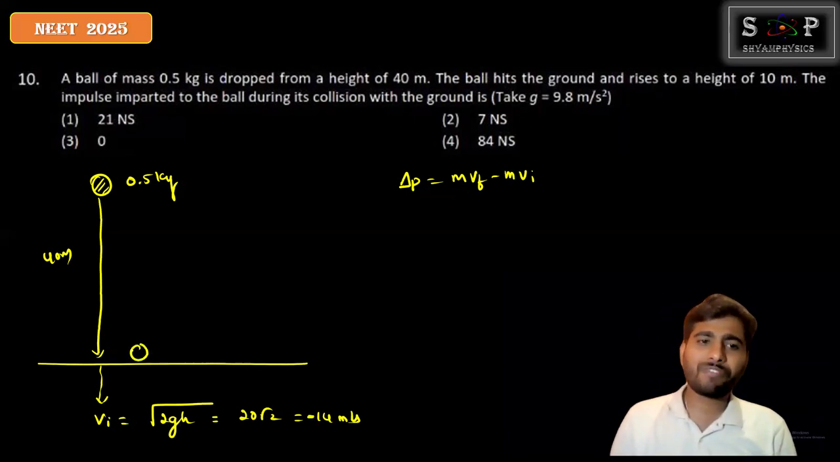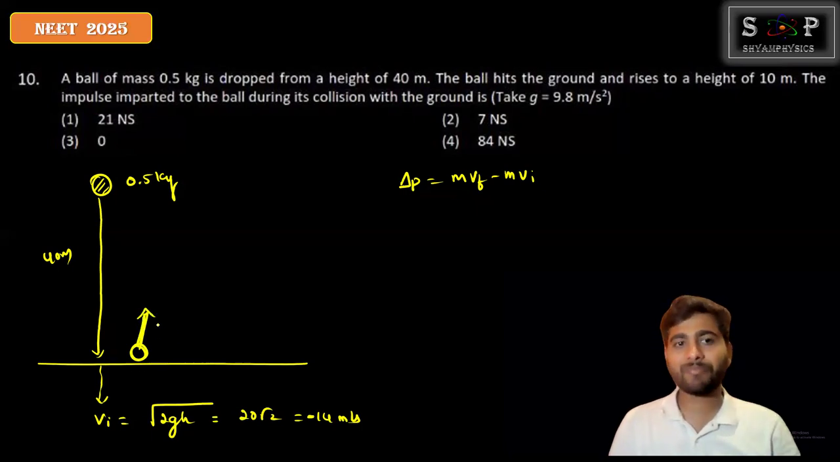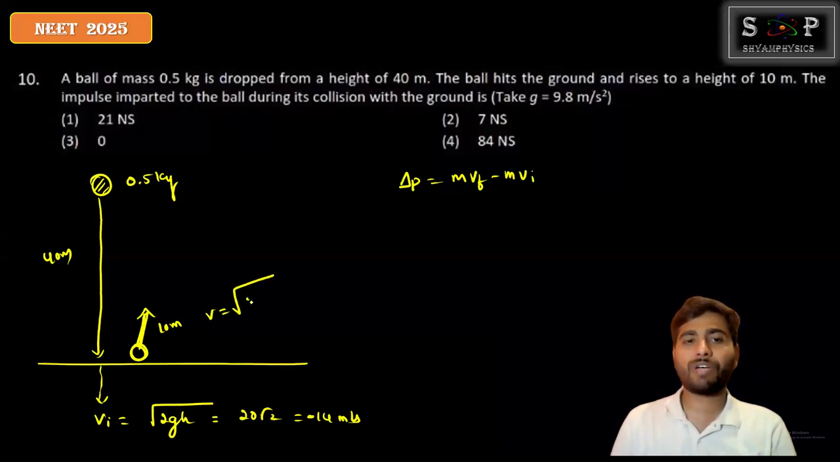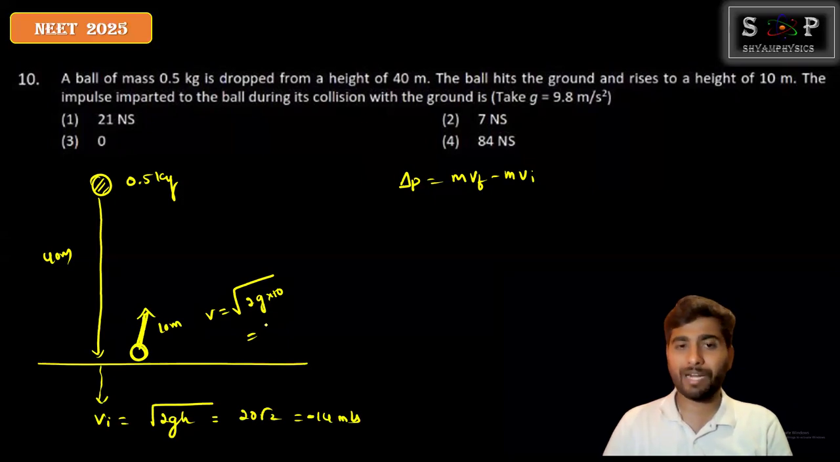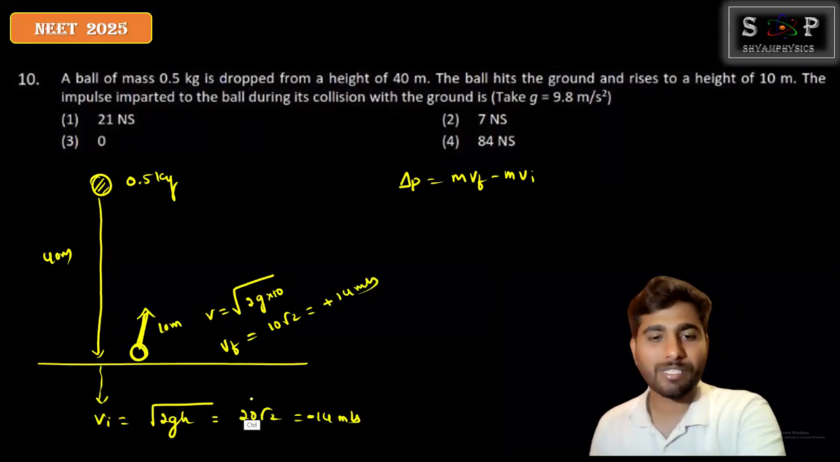Now after hitting, it rebounds in the opposite direction to a height of 10 meters. With what velocity does it bounce back? v equals the square root of 2g into 10, so you get root of 100 into 2, which is 10 root 2. It is in the positive y-axis direction. V final can be written as plus 14 meters per second. Sorry, this is not 14, this is 28.